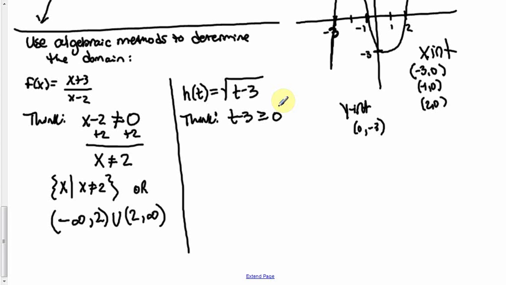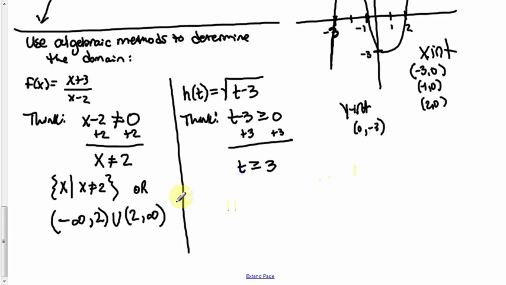My domain in this case will be my t values, not my x values, because I don't have an x. Okay? So, as long as t minus 3 is 0 or bigger, I am defined. Is that correct? My function is defined, I should say. Okay, so we're going to solve this little inequality. All you have to do is add 3 to both sides. And you get t has to be greater than or equal to 3.